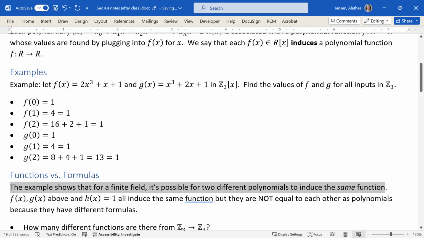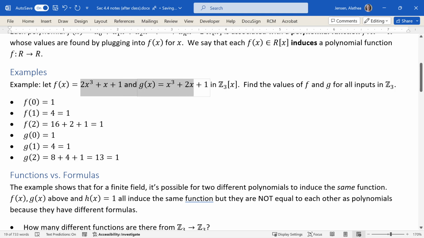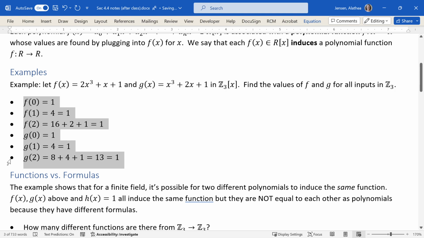I think this usually seems really weird to students because you're really used to thinking of the polynomial function and the polynomial formula as being almost the same thing, like there's no distinction between them. But here I really want you to see that f of x and g of x are 2 different polynomials, but they have the same function. There are other formulas that would also induce that function, like h of x equals 1. So the function is not the same as the polynomial. There can be lots of different polynomials that give us the same function.